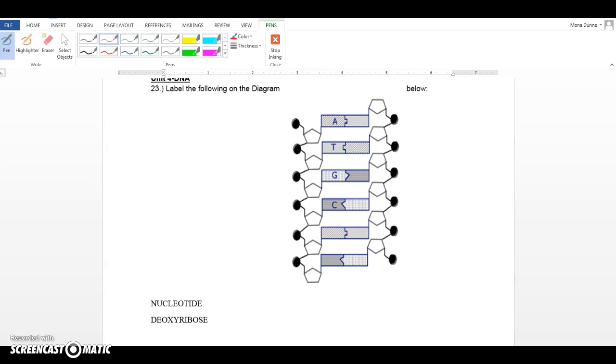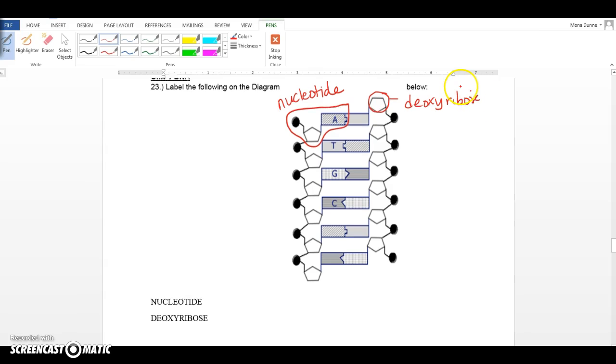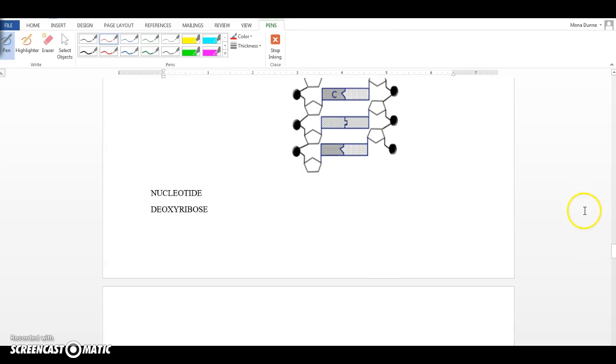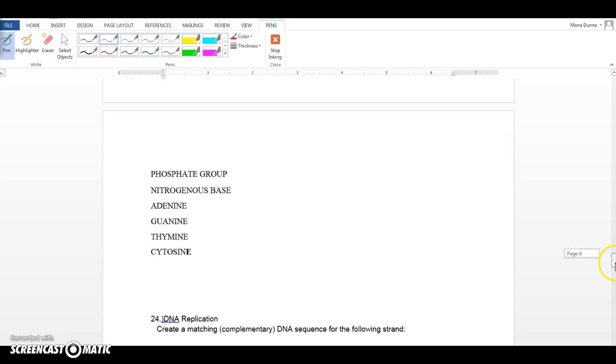Look at number 23. So we're supposed to label this. So our labels are down here. A nucleotide would be a base, sugar, and phosphate. So I'm just going to circle that and call that a nucleotide. Okay, deoxyribose would be one of these sugars. All right, let me just get a look at what all our other labels are. Okay.